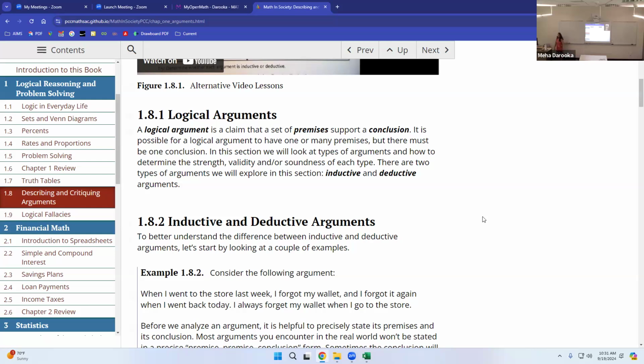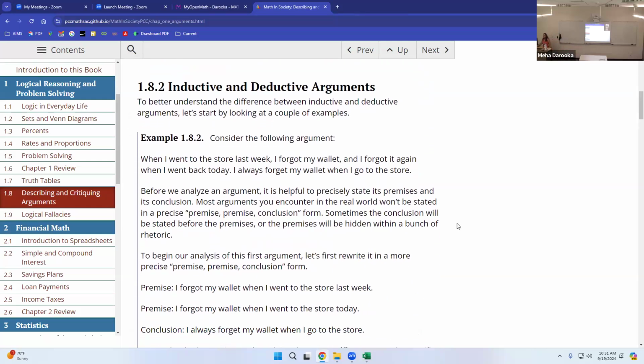So we start out with inductive and deductive arguments. So let's take a look at this example over here. To better understand the difference between inductive and deductive arguments, consider this: when I went to the store last week, I forgot my wallet. And I forgot it again when I went back today. I always forget my wallet when I go to the store.